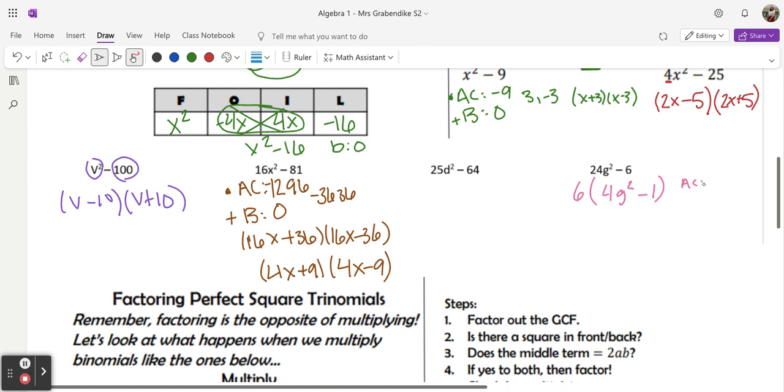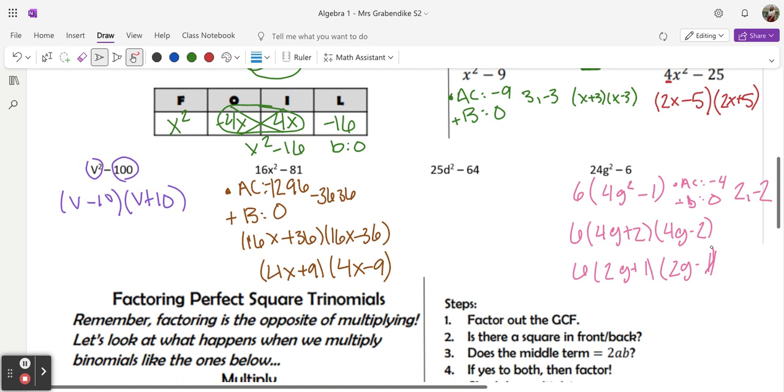So my AC on the inside is -4, and my B is 0. So I'm looking for two numbers that multiply to -4 and add to 0, which is 2 and -2. So I'd have 6 times (4g plus 2)(4g minus 2). Of course, everything is divisible by 2. So I have 6 times (2g plus 1) and (2g minus 1). That's a parentheses and a 1. Good.